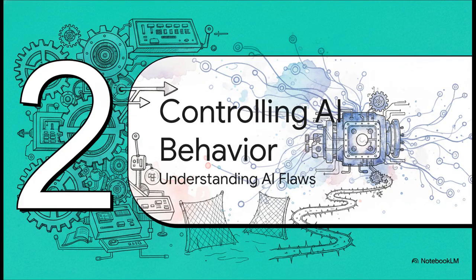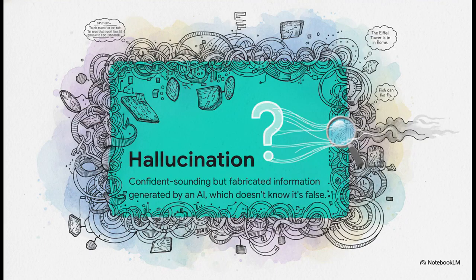Okay, fundamentals are down. Now for the really fun part, controlling AI behavior. This is all about getting inside the AI's mindset, so to speak, and understanding its quirks, and more importantly, its flaws. All right, you need to listen up because this is probably the single most important term to understand: hallucination.